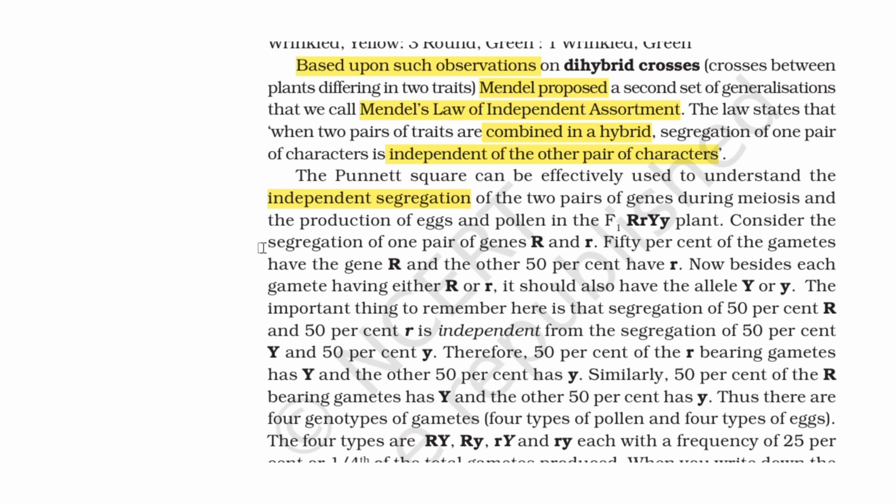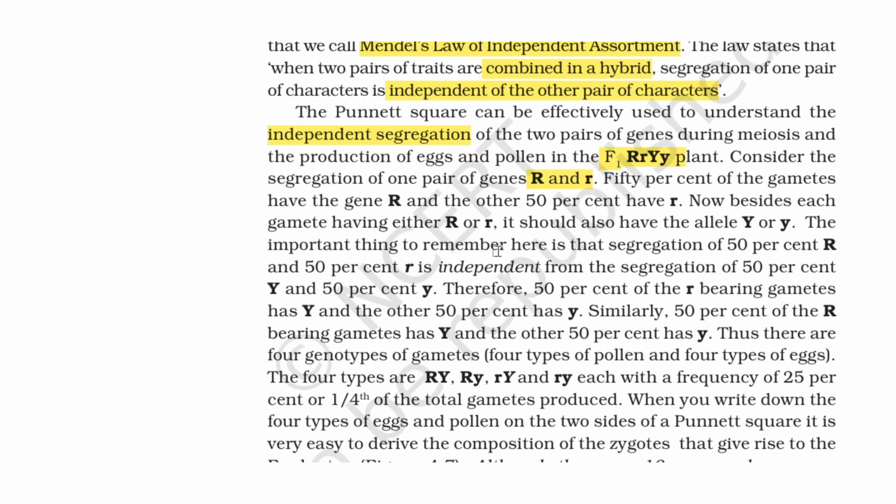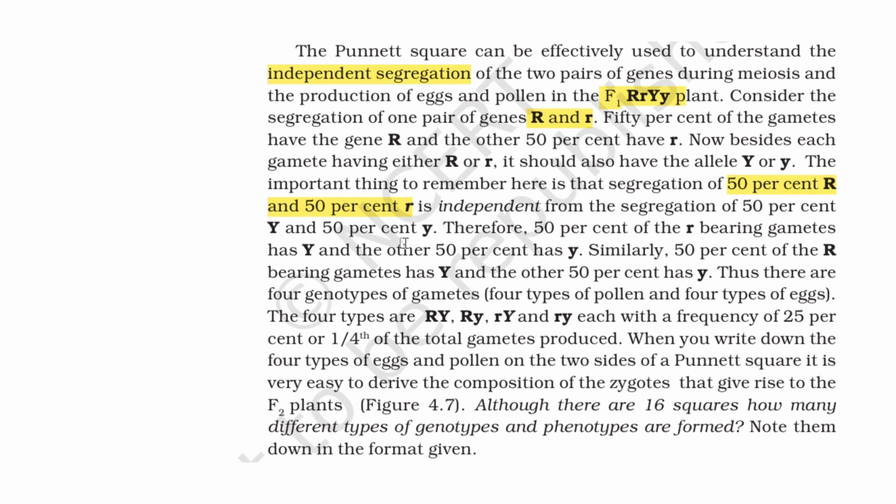Consider the segregation of one pair of genes R and r. 50% of the gametes have the gene R and the other 50% have r. Now besides each gamete having either R or r, it should also have the allele Y or y. The important thing to remember here is that segregation of 50% R and 50% r is independent from the segregation of 50% Y and 50% y. Therefore, 50% of the R-bearing gametes has Y and the other 50% has y. Similarly, 50% of the r-bearing gametes has Y and the other 50% has y.